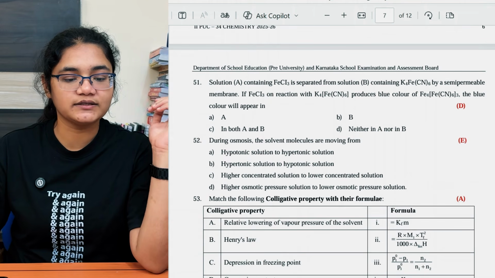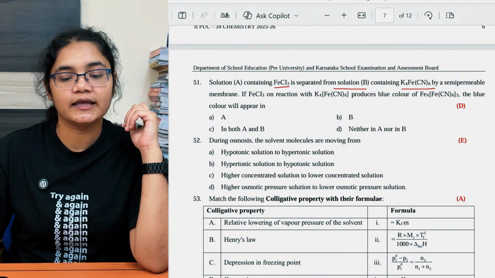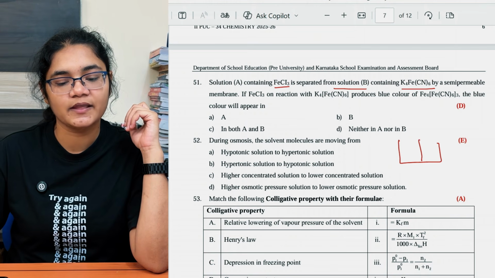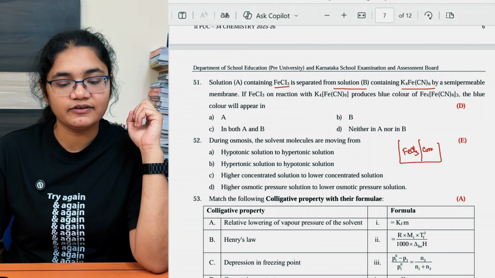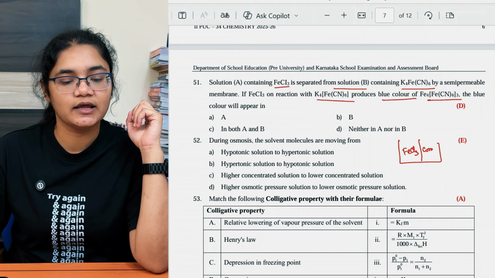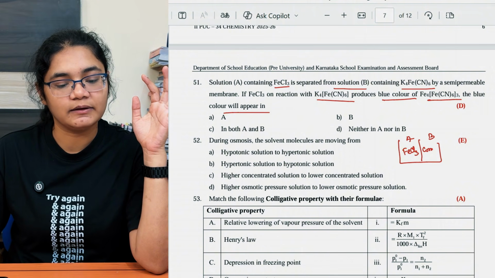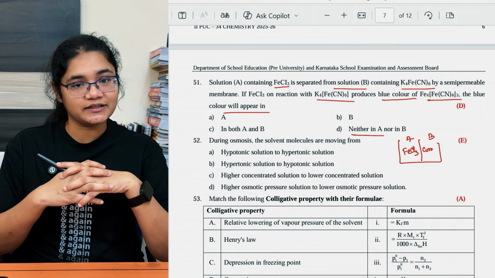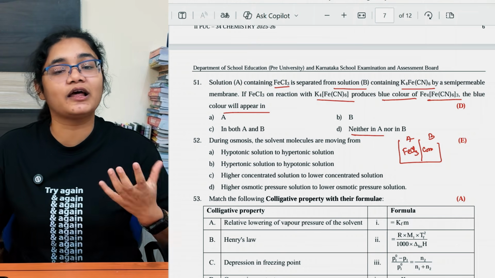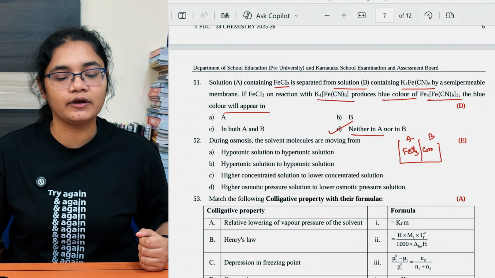Next is question number 51. Solution A containing FeCl3 solution is separated from solution B containing K4[Fe(CN)6]. Okay, so on one side we have FeCl3 and on the other side we have this complex. Now, if FeCl3 reacts with this particular compound, then you will get a blue color solution. The blue color will appear in A, B, both A and B, or neither A nor B. This side is A, this side is B. See, for this reaction to happen, the solute particles must react with each other, but the semi-permeable membrane does not allow the solute particles to pass through it. So that means there will be no reaction here, so it will be neither A nor B.